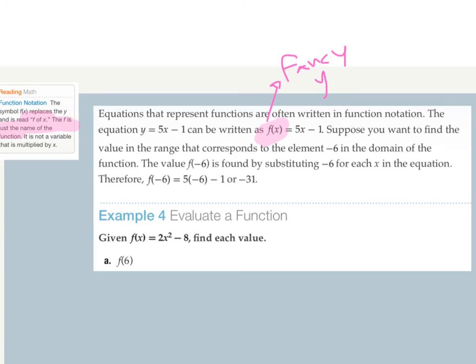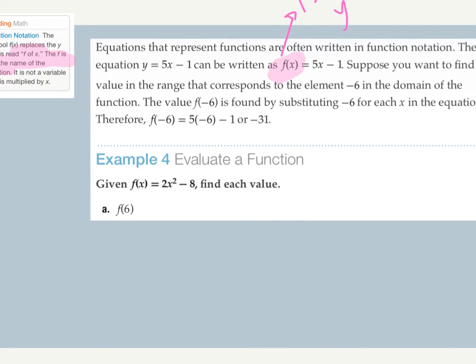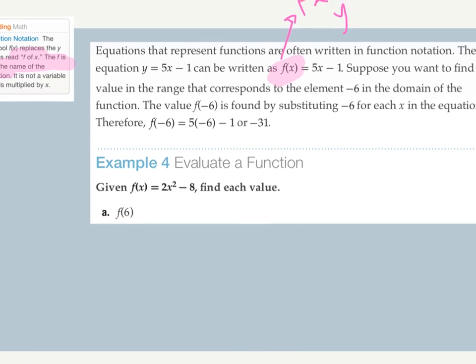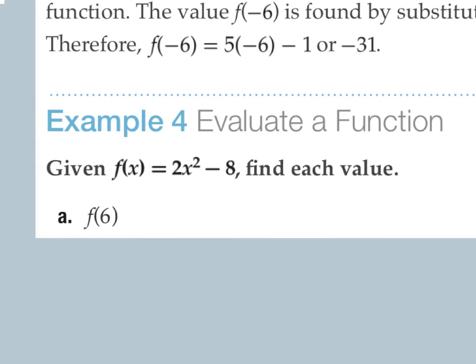Looking at our example here, we're given the function f of x is equal to 2x squared minus 8, and we need to find the value of f of 6. We're replacing this x with the 6. So that means we need to replace the x in our equation with a 6. So we have 2 times 6 squared minus 8. All we did was replace that x in our equation with the number that it told us to, which is 6.